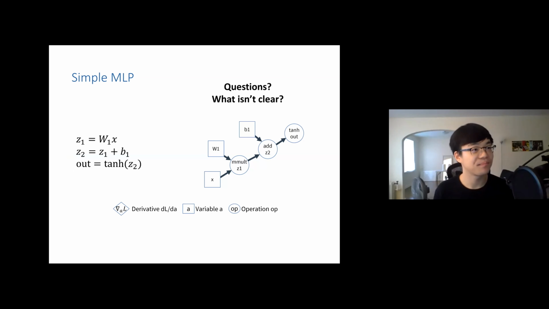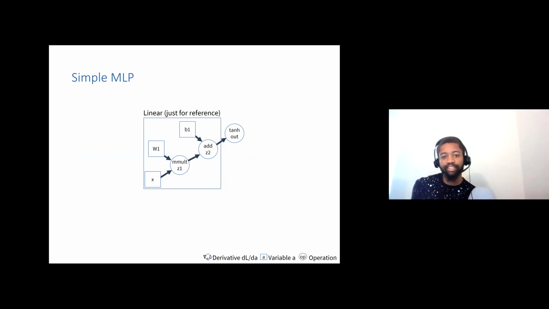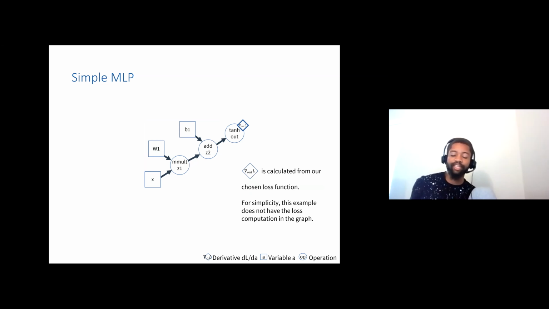Nothing in the chat. Okay, so here's our simple MLP. And again, just for reference, here's that first linear layer, a matrix multiply, and then an addition. One thing to note is that this formulation is a little bit different from homework 1 part 1, but the same kind of idea applies. I'm also going to add here the gradient of the loss with respect to the output. And this is going to be calculated from our chosen loss function. I'm not including this in the computational graph here, just for simplicity, but generally it would be part of the computational graph as well.